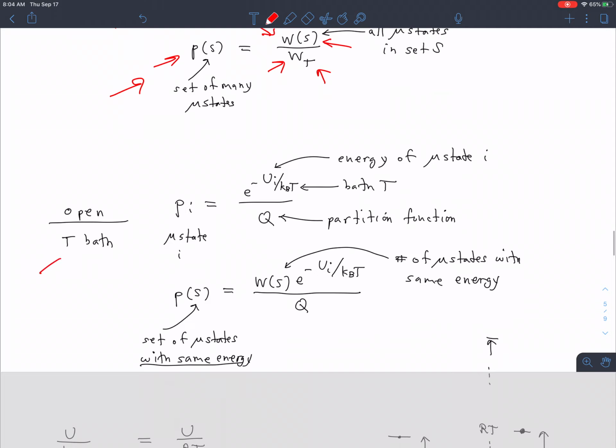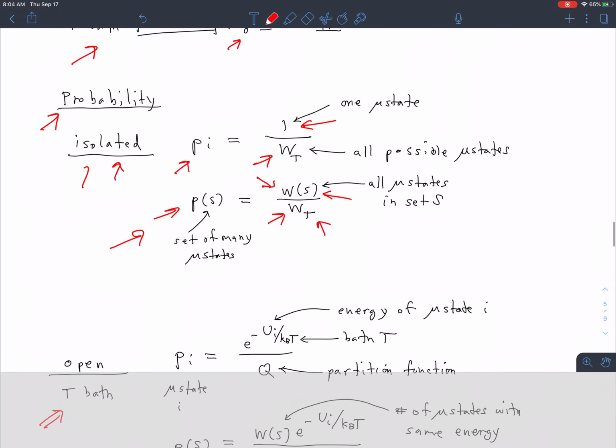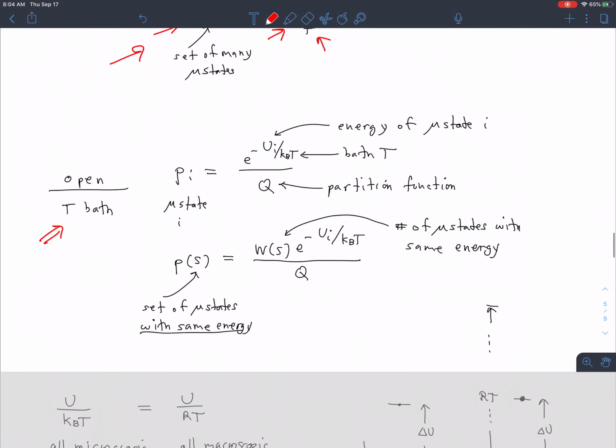And so much more commonly people use the expression for an open system, or anyway consider an open system. You don't encounter a truly isolated system very often. Almost always your system is open in some way, at least with respect to a temperature bath. In that case, we use the Boltzmann distribution. I didn't put that name here, but let me do that now.